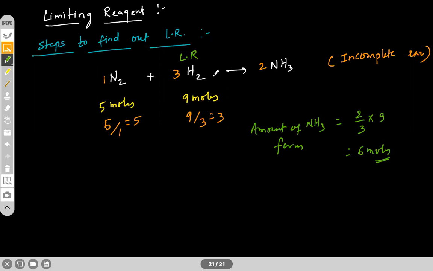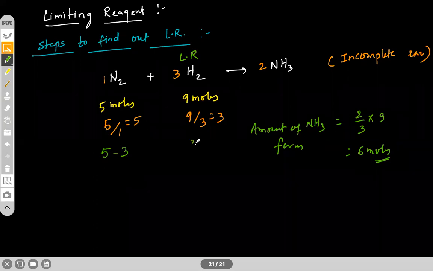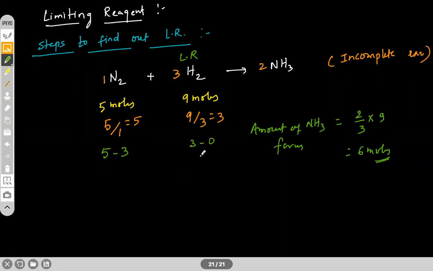I hope you understood the concept. Why do we say it gives the minimum amount of product? When the reaction takes place, 3 moles of H2 combine with 1 mole of nitrogen. So 9 moles combine with 3 moles of nitrogen. Out of 5 moles, 3 moles reacted, all 3 moles have been reacted, and 6 moles of NH3 form.